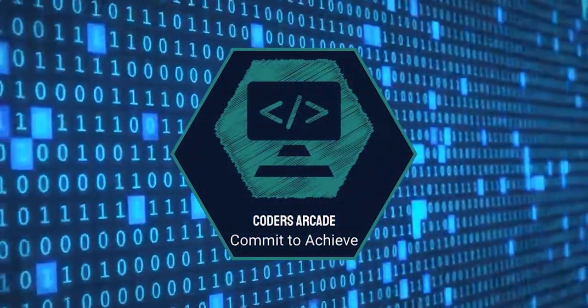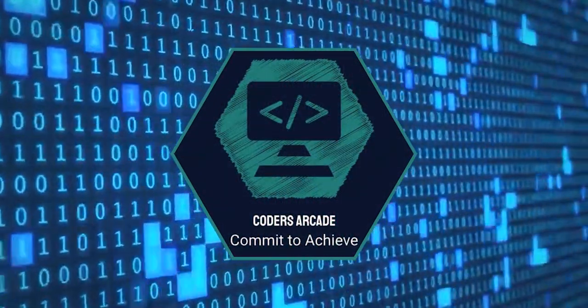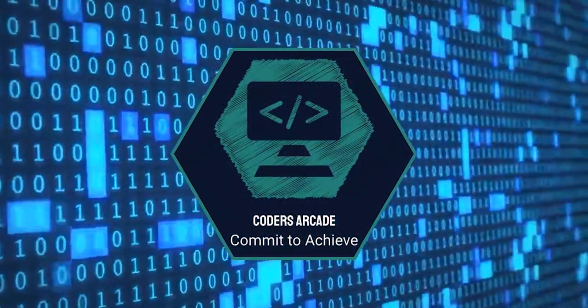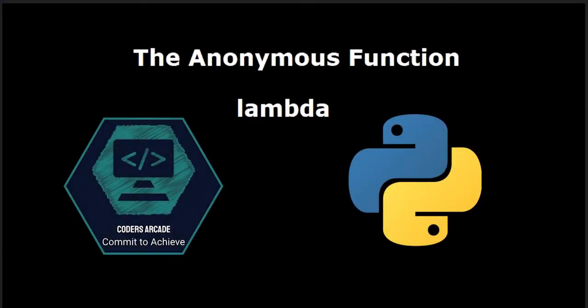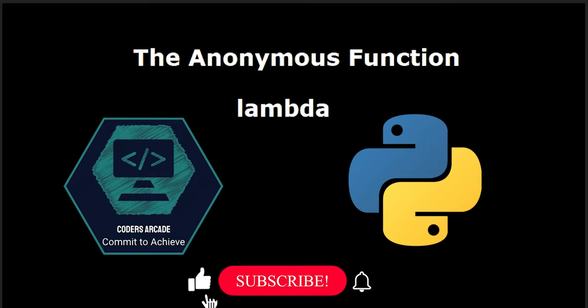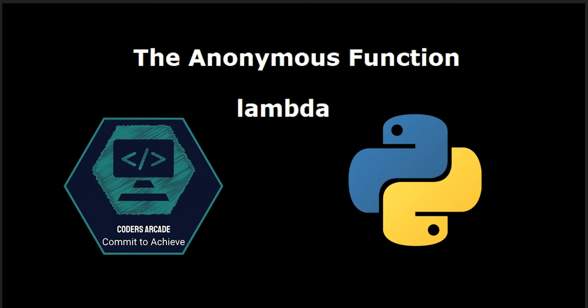In today's video, we will be talking about the anonymous function or the lambda function. So what is the anonymous function or the lambda function? With the help of the anonymous or the lambda function, you can create small anonymous functions. These functions are called anonymous because they are not declared in the standard manner by using the def keyword.